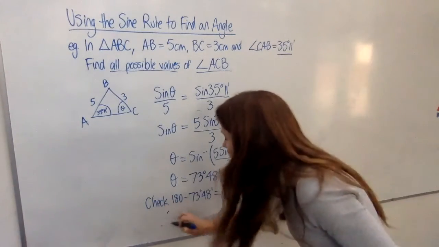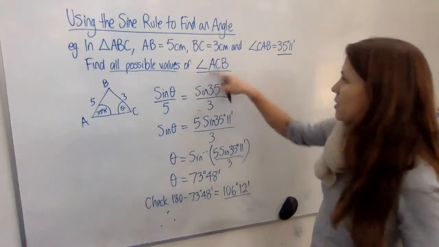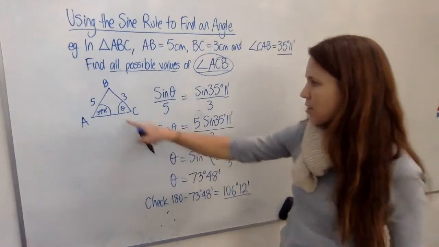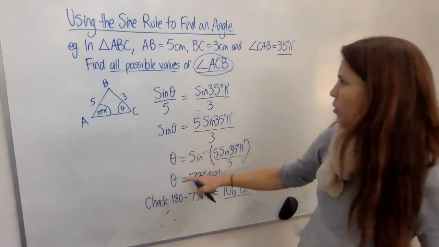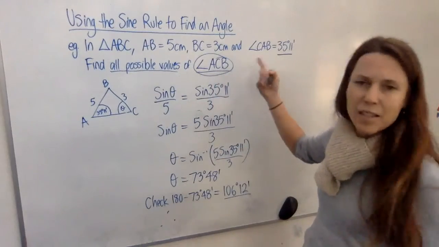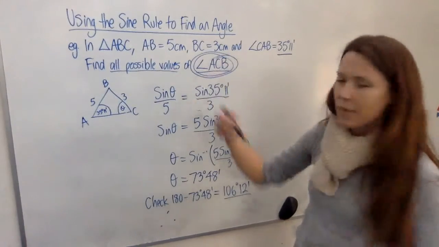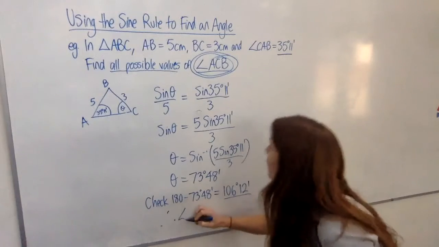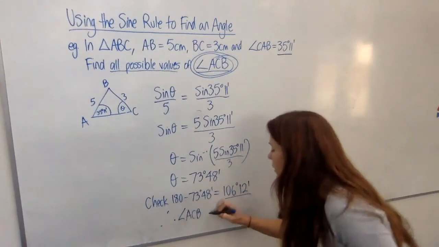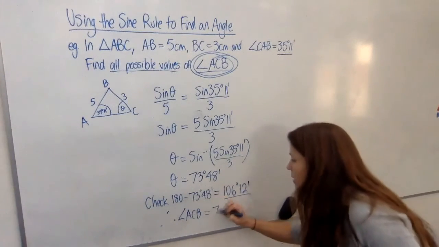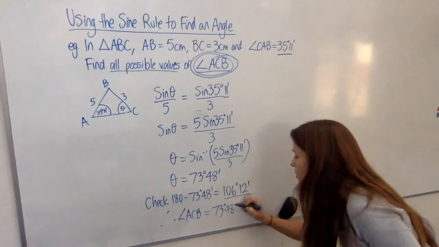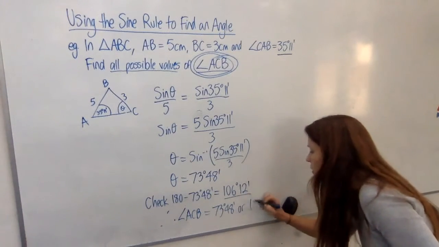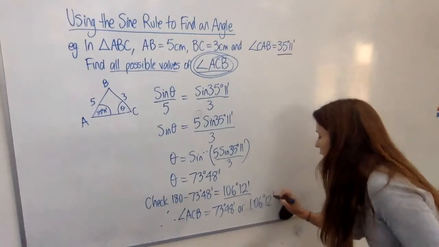So at the end we say, all right then, always check what they've asked you. We called it theta because that was on our picture. We've just been working with that because it was a little bit easier than writing ACB every time. Check the question what they called it. Therefore, angle ACB equals, and you've got two answers, 73 degrees, 48 minutes, or 106 degrees and 12 minutes.